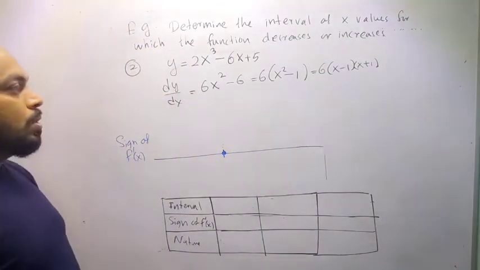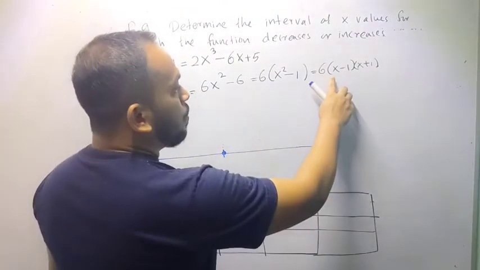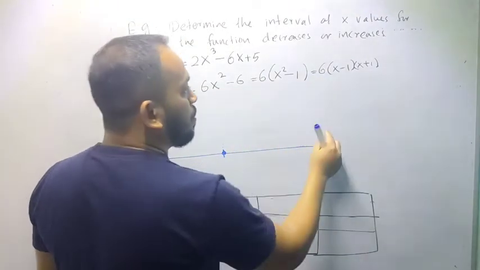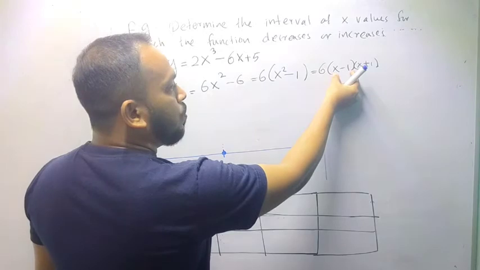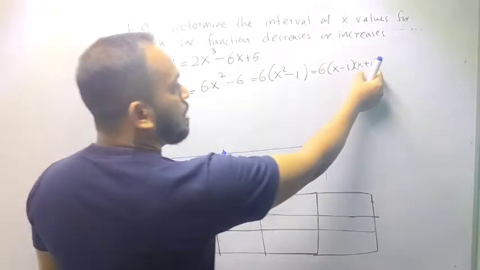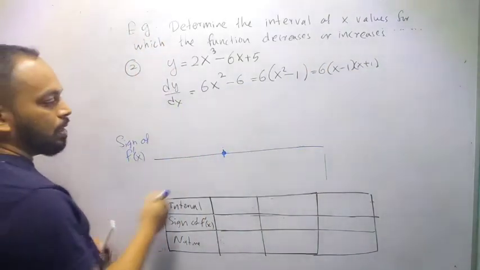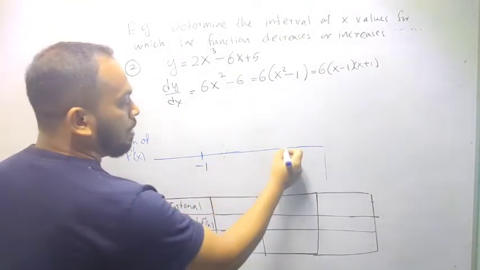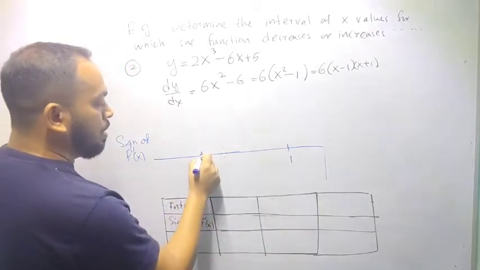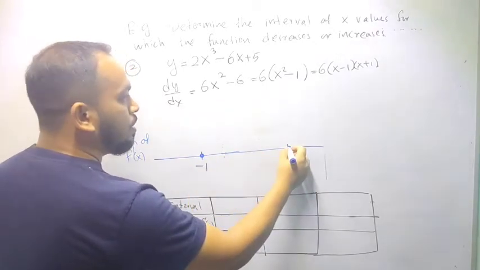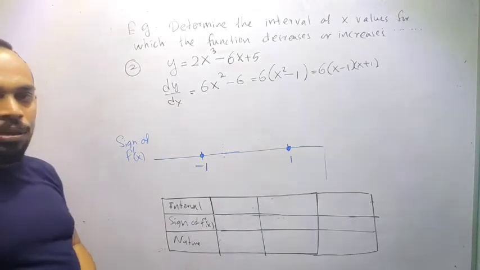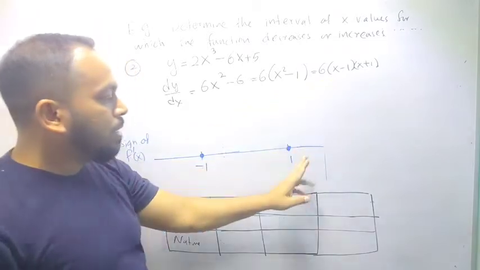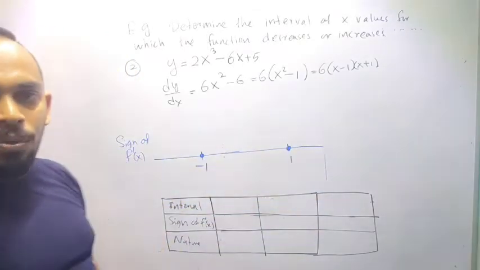Okay, so now let's look for the x values for which the derivative becomes 0. When x equals 1, the derivative becomes 0. x equals minus 1, again the derivative will be 0. So there are 2 points, minus 1 and plus 1. Circle them because these are included. So at x equals minus 1, the derivative will be 0. At x equals plus 1, the derivative will be 0 again.